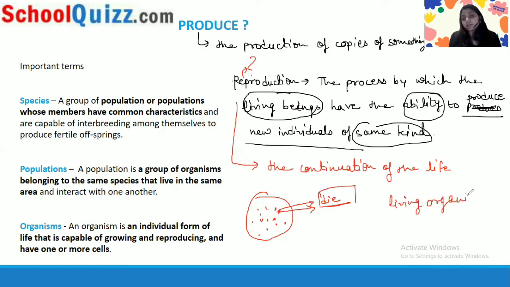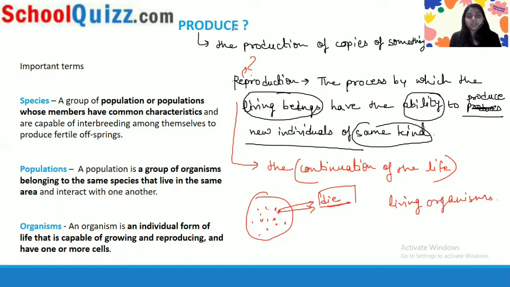That's why reproduction is necessary, and that's how we notice that this is a living organism, or this is a living species which has come from that species or that class. So why is reproduction necessary? Because it is the base of the continuation of life. Living beings reproduce new individuals of the same kind, and this is a process which will continue till the last.